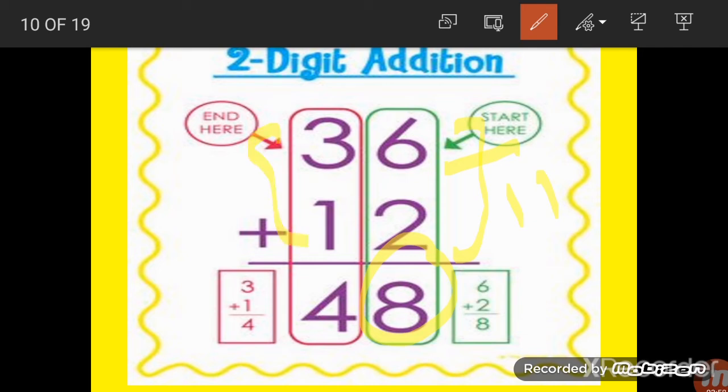आप 10 वाली साइड, that is left side, वहाँ पर आप stop करेंगे. Okay, 3 and 1, 3 should be in your head and 1, 3 and 1 make 4. Okay.